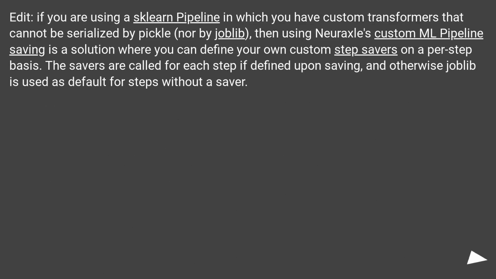Edit. If you are using a scikit-learn pipeline in which you have custom transformers that cannot be serialized by pickle, nor by joblib, then using Nuraxl's custom ML pipeline saving is a solution where you can define your own custom step savers on a per-step basis. The savers are called for each step if defined upon saving, and otherwise joblib is used as default for steps without a saver.